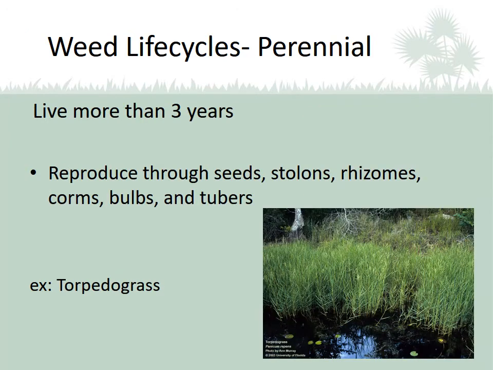And then the third type of life cycle is a perennial weed. These are weeds that grow for more than 3 years. They can reproduce through seeds, stolons, rhizomes, corms, bulbs, tubers. Many of these different structures remain viable in the soil. So they may die back a little bit during the winter or during the summer, but they're always going to grow back from the existing plant parts. One example of this would be torpedo grass.